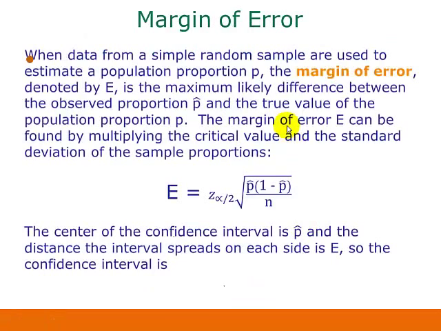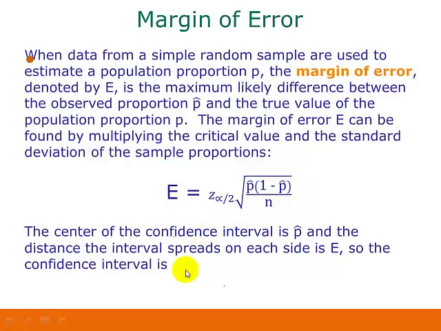Now we're going to use all these things to find our margin of error for the confidence interval. So when data from a simple random sample are used to estimate a population proportion P, the margin of error, which we denote by a capital E, is the maximum likely difference between the observed proportion P hat and the true value of the population proportion P. The margin of error E can be found by multiplying the critical value and the standard deviation of the sample proportions. So here's the formula. Our margin of error is equal to our critical value, Z alpha over 2, times the square root of P hat times 1 minus P hat divided by N.